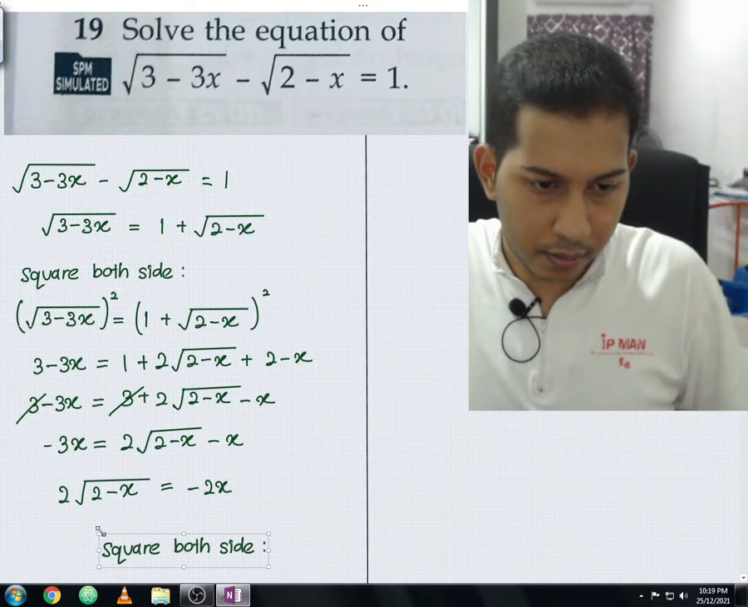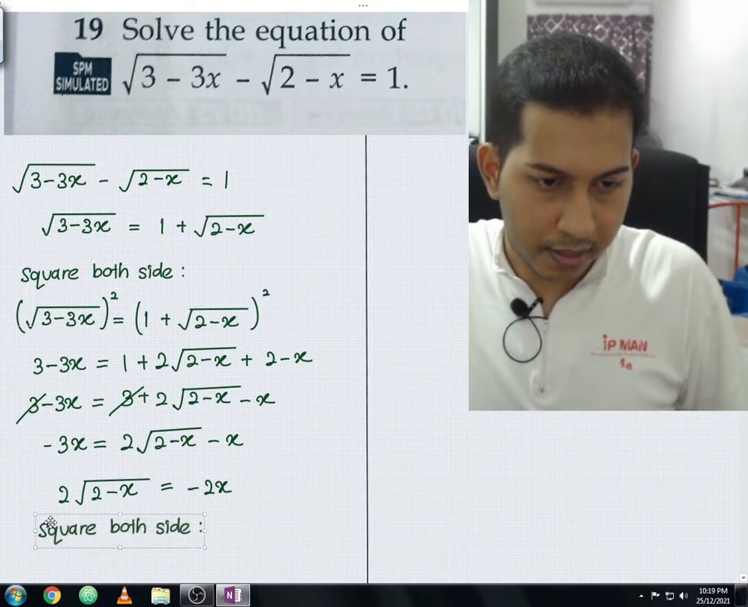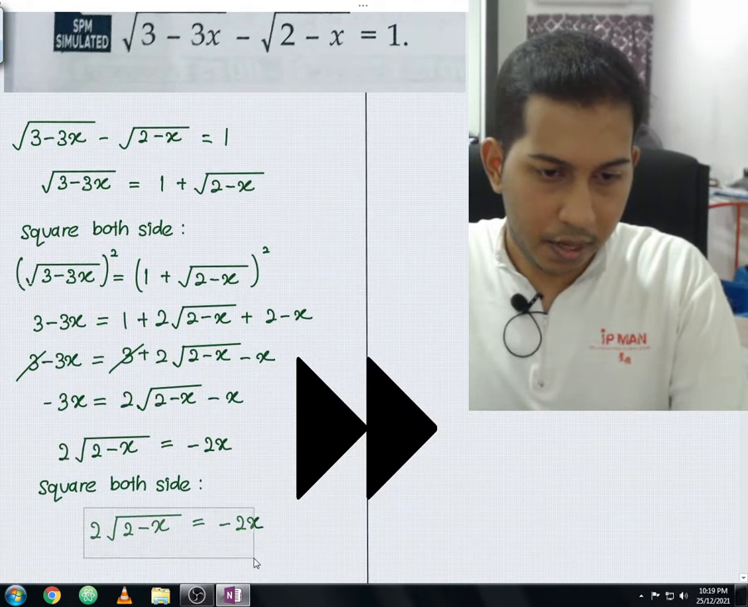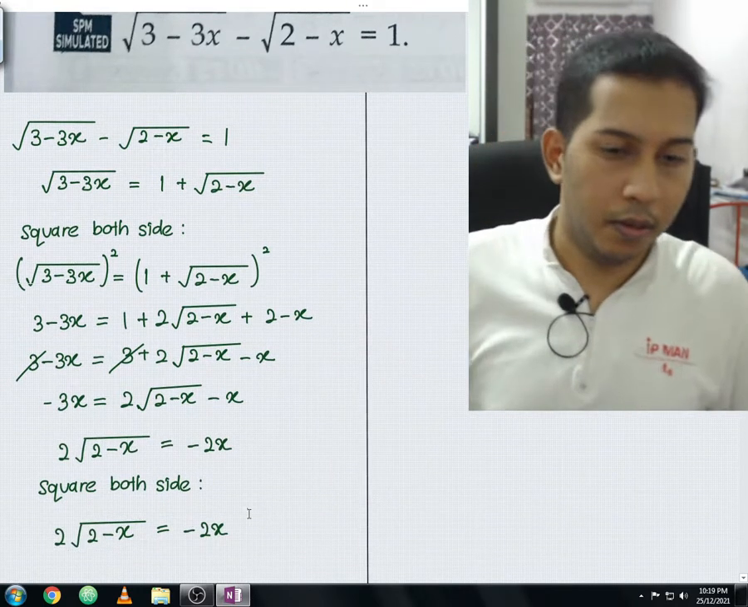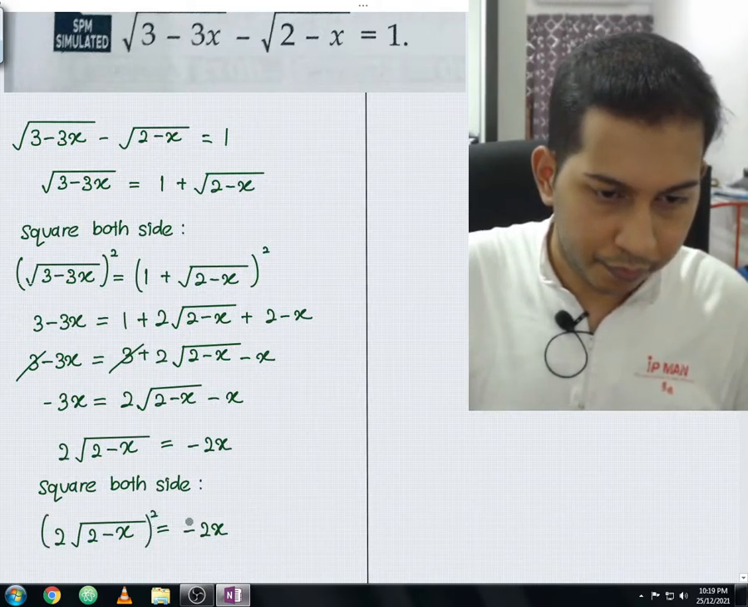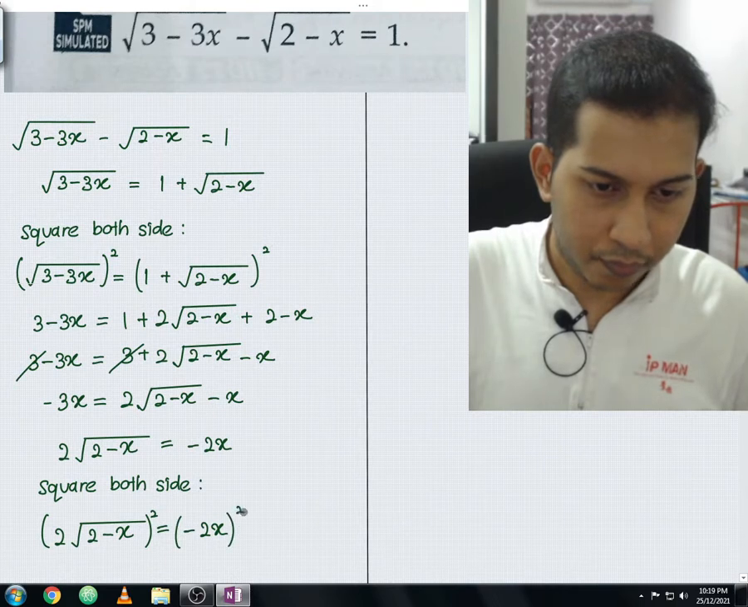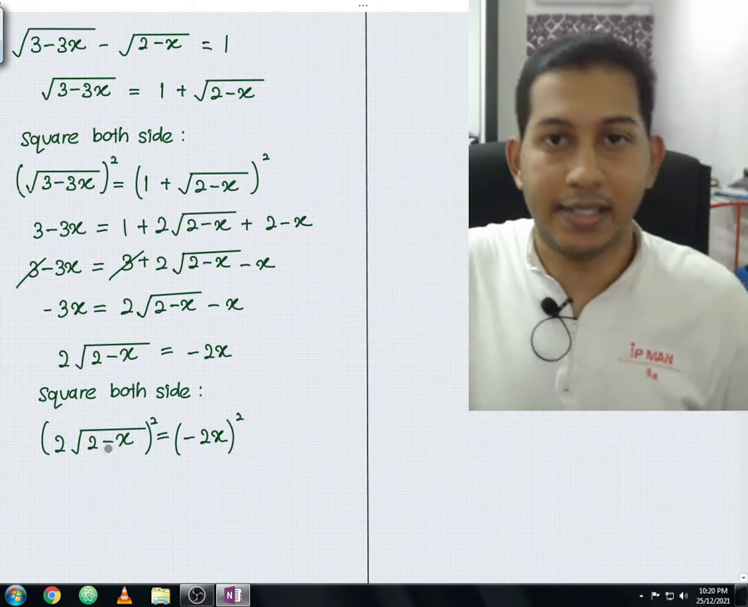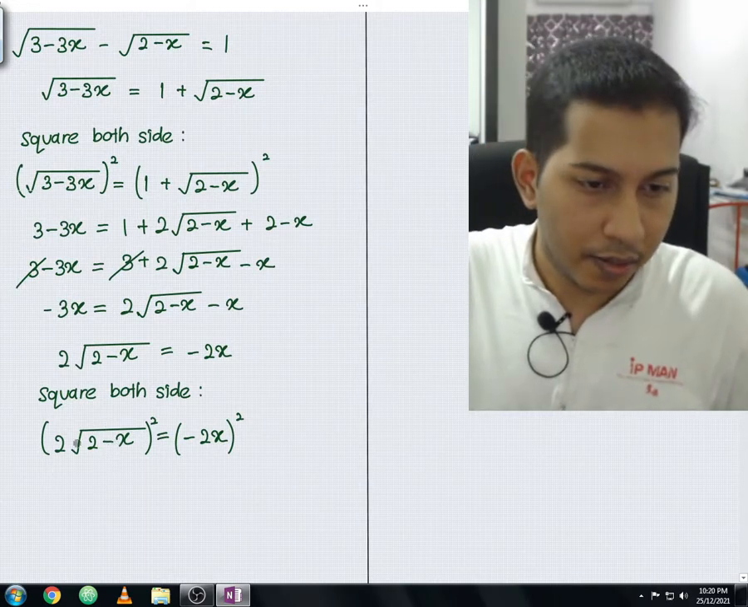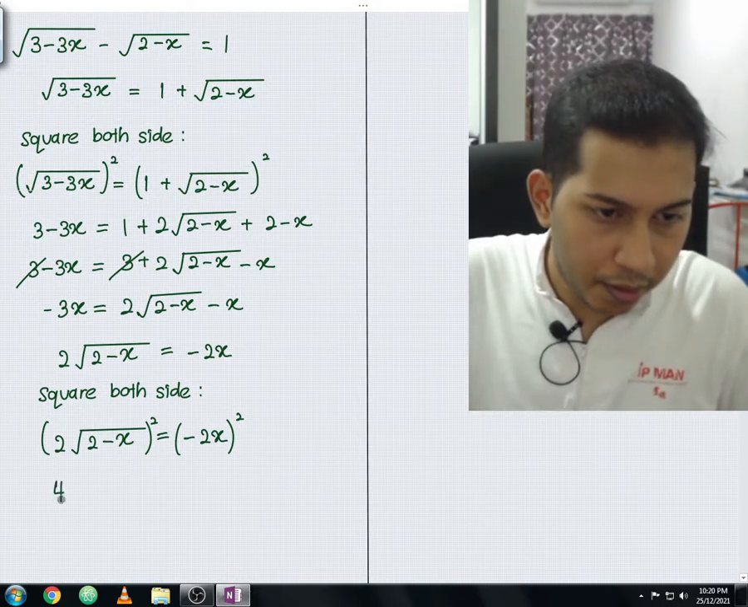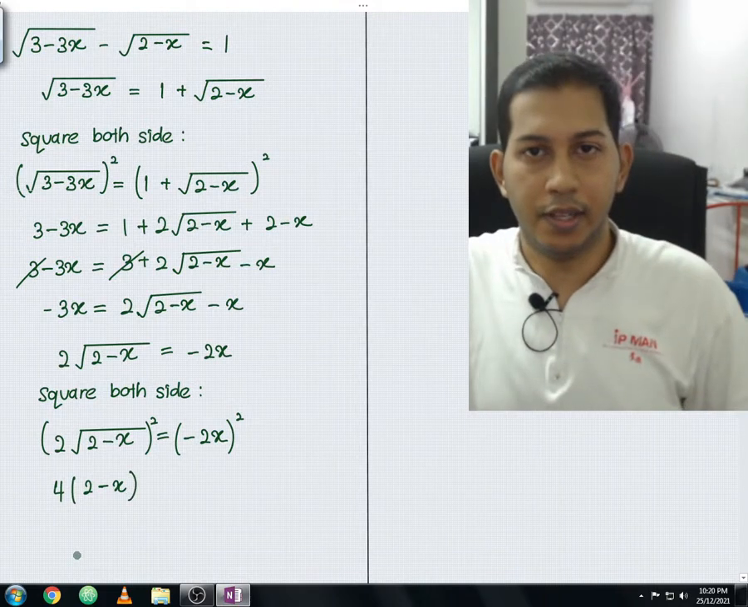Let me just copy paste the step. There you go. Let us square both sides. From here, when you square both sides, let us take a look at the left hand side first. 2 surd 2 minus x will become 4 in a bracket 2 minus x. That's for the left hand side.